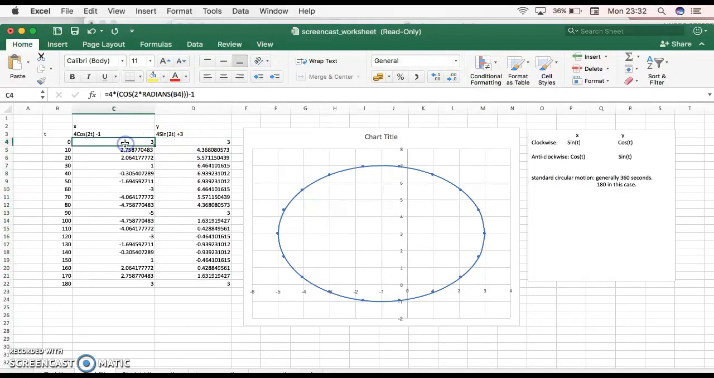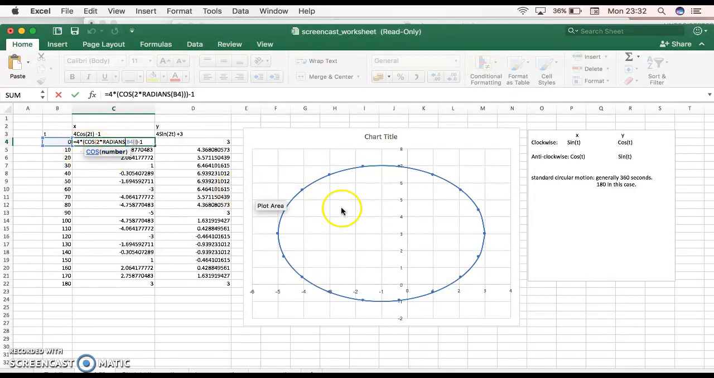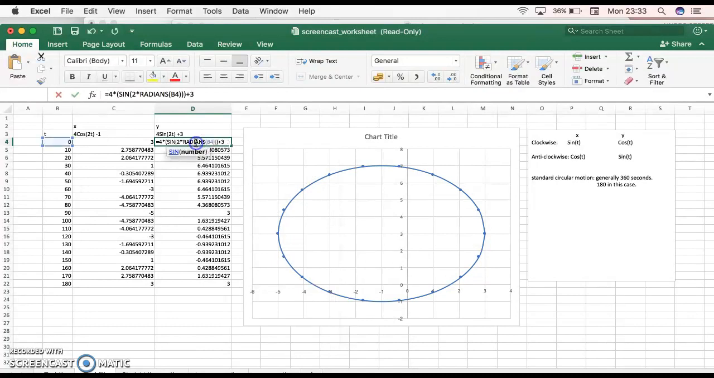Now, we have the radius of the circular motion, which is 4, and this is coming from our x, which is our cos. Then we multiply our t value by 2 to get our 180, and then we put in the position around which the circular motion will move, which is our minus 1, 3.